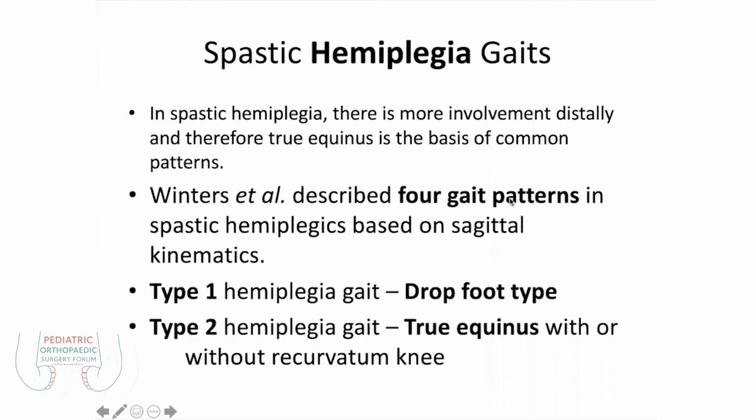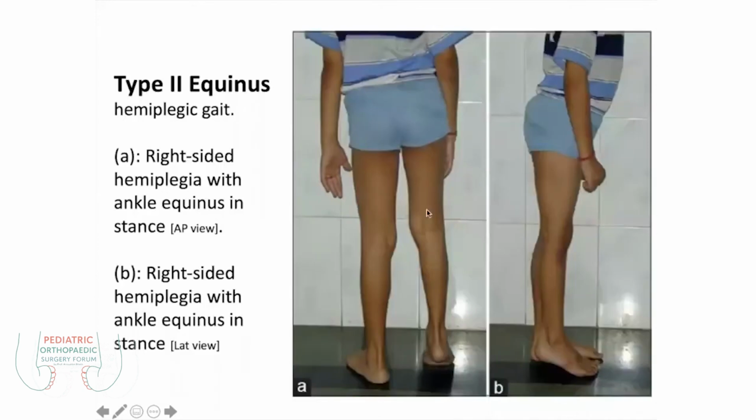There are four patterns of spastic gait. One is simple hemiplegia. In hemiplegia, there is the foot drop, only equinus deformity. Then type 2 gait is called true equinus with or without recurvatum deformity. And here is the simple equinus gait, with an extended knee and extended hip joint, and a little bit of flexion at the hip joint.